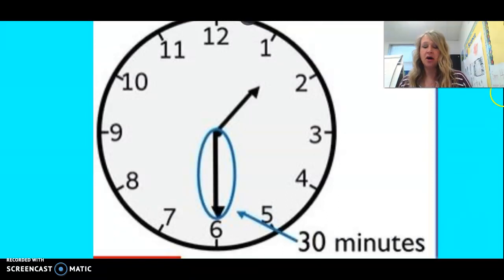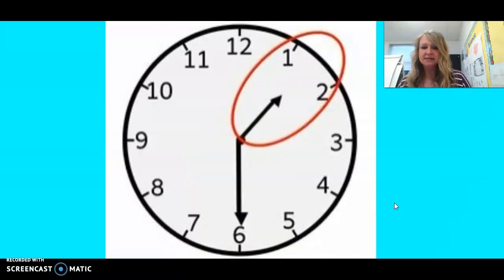Look at this clock right here. It is showing a time that is to the half hour because the minute hand is pointing to the 6. So when the minute hand is pointing to the 6, the minutes are 30. But how do we know what the hour is? Look at where the hour hand is pointing. Remember, the short hand is the hour hand. Is it on the 1 or the 2?